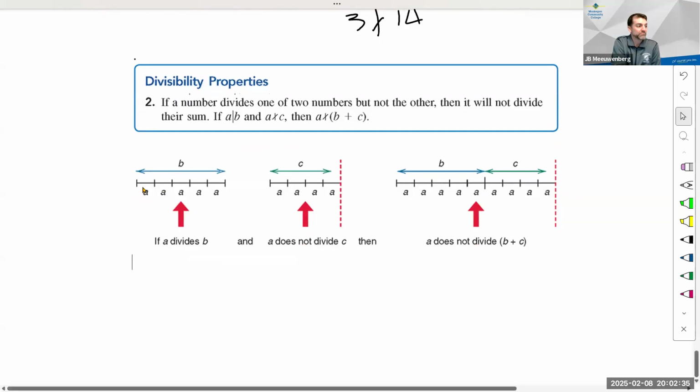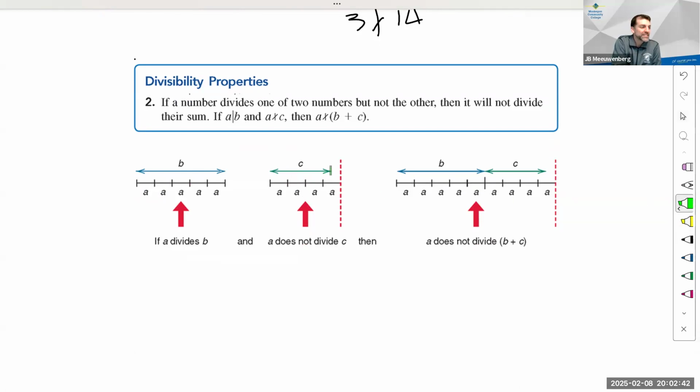A divides B, right? It fits in nicely to B, but it doesn't fit in nicely to C, right? You'll see C adds this little leftover space, right? So C is not a multiple of A. So if you put B and C together and add them up, A does not divide that sum. There's still going to be that same little bit of leftover space at the end, all right? So that's property 2 of divisibility.